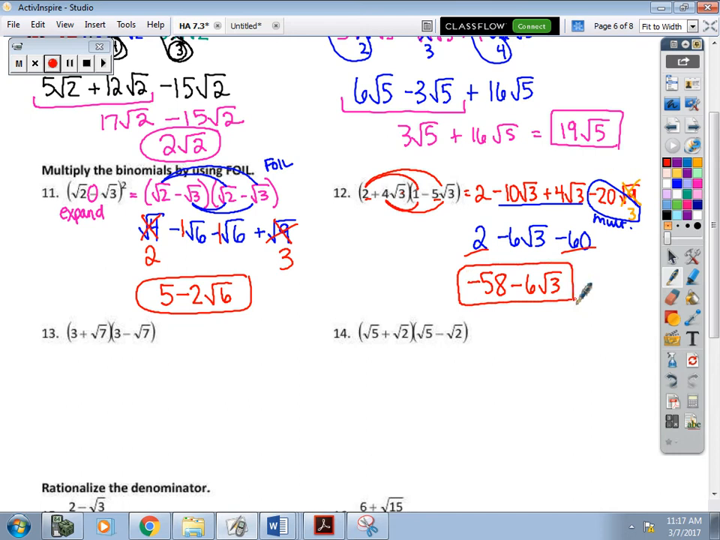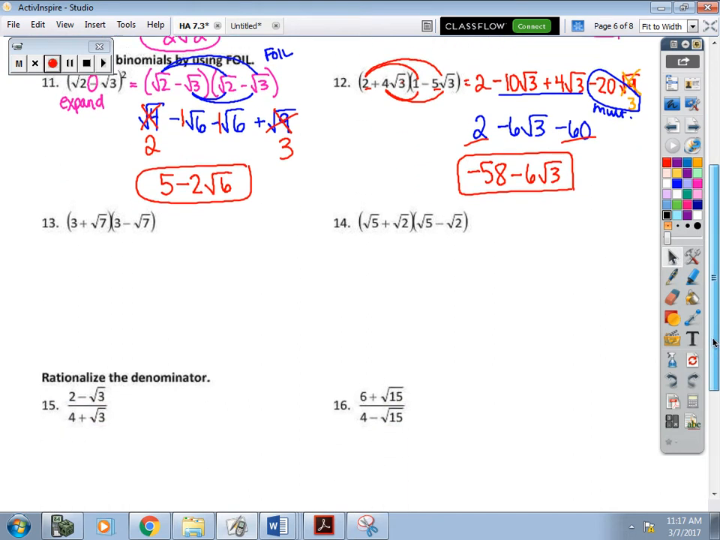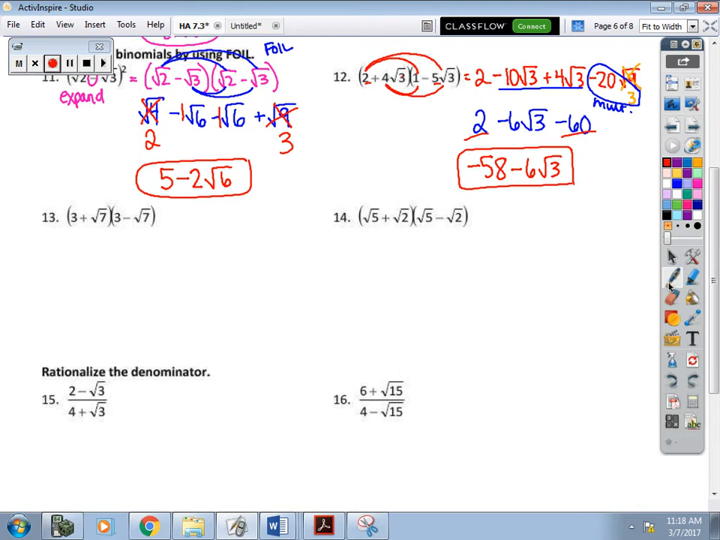Okay, we are going to skip number 14, but I do want to take a look at 13. Do you see how these binomials are almost the same, but one's positive and one's negative? Does anyone remember what those are called from chapter 6? Starts with a C. C-O. Conjugate. Okay, so these are called conjugates.